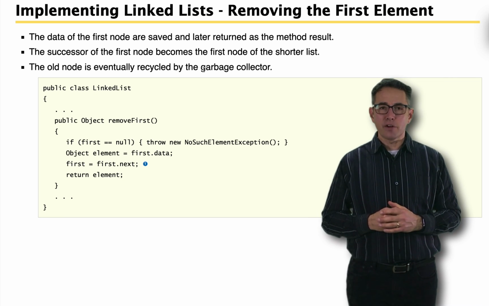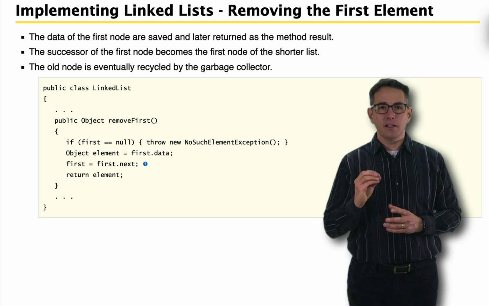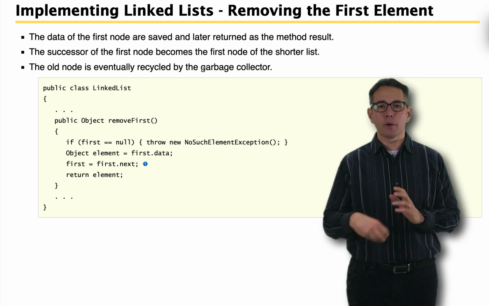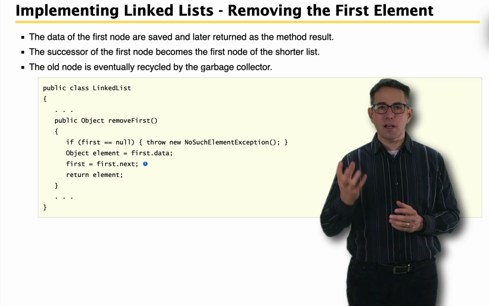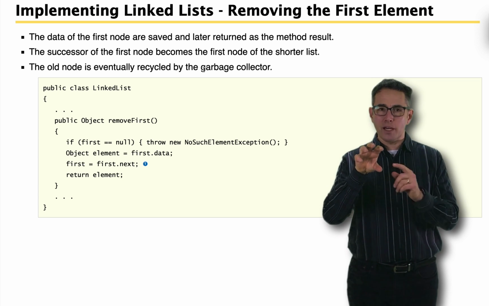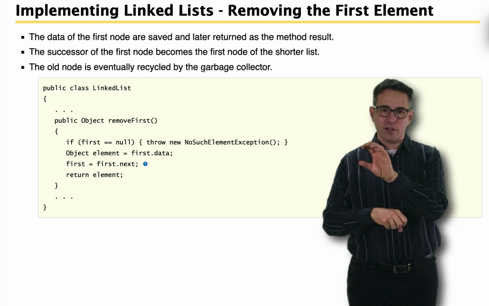So the data from the first node, we're going to pull it off the chain, we're going to clean up our chain, and then we're going to return that data. What does it mean to clean up the chain? Well, it means to take whatever the first node was pointing to and now make that the first node.